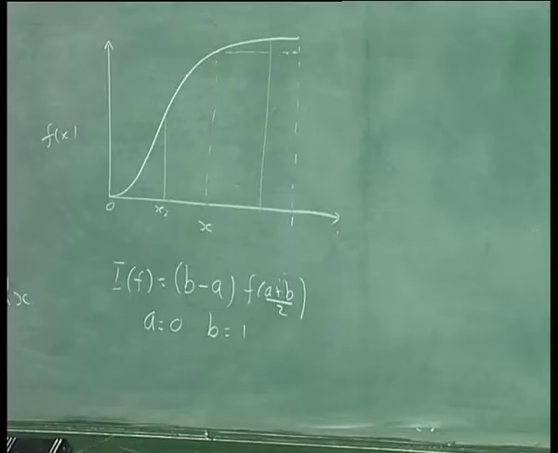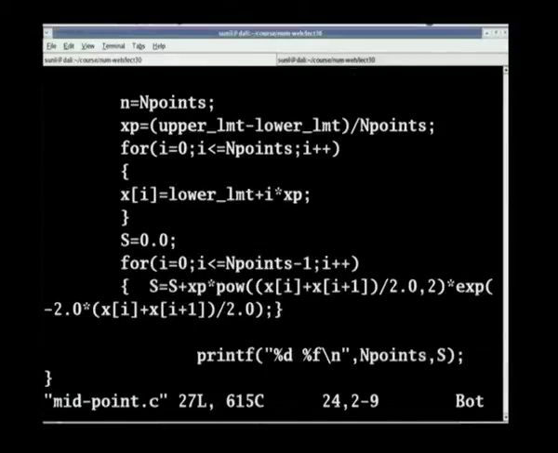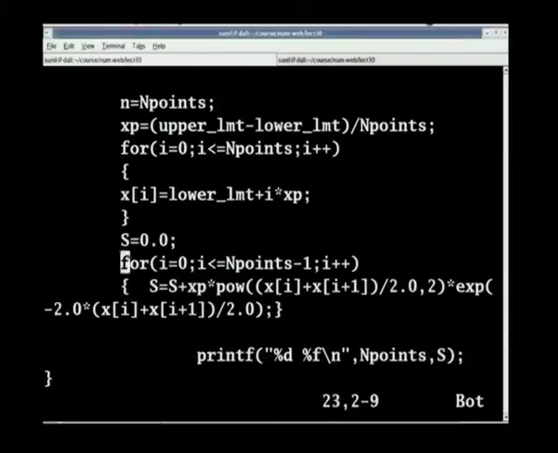Okay, so now here is the program which would use the midpoint rule. It's the same program, not very different. The top part is exactly the same. Only where we actually calculate the sum, that is where the change is. S equals 0 before the loop, and inside the loop we take the number of points and evaluate the sum of all the function products, that is xp multiplied by the function value.